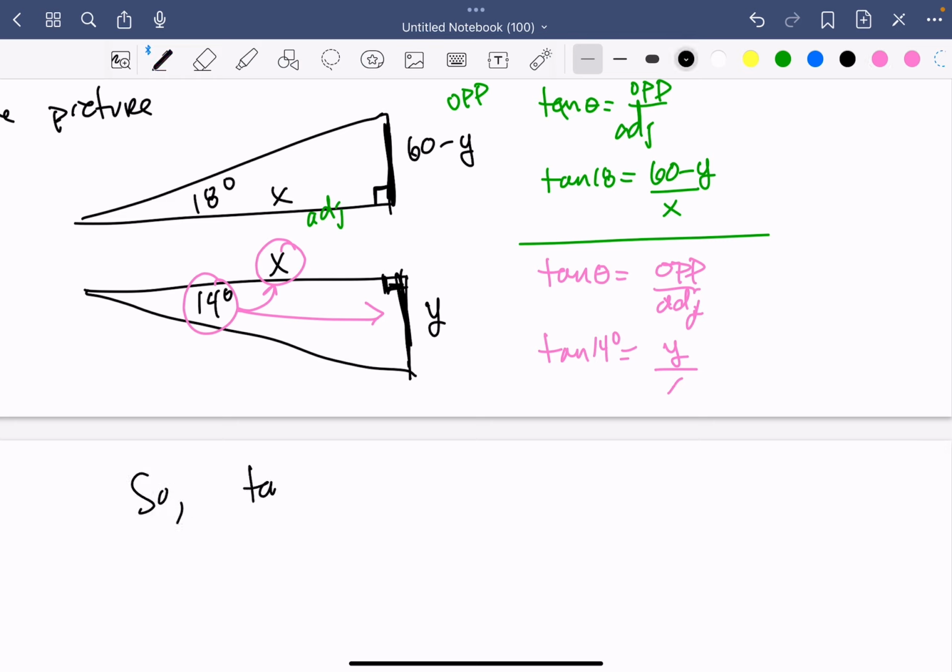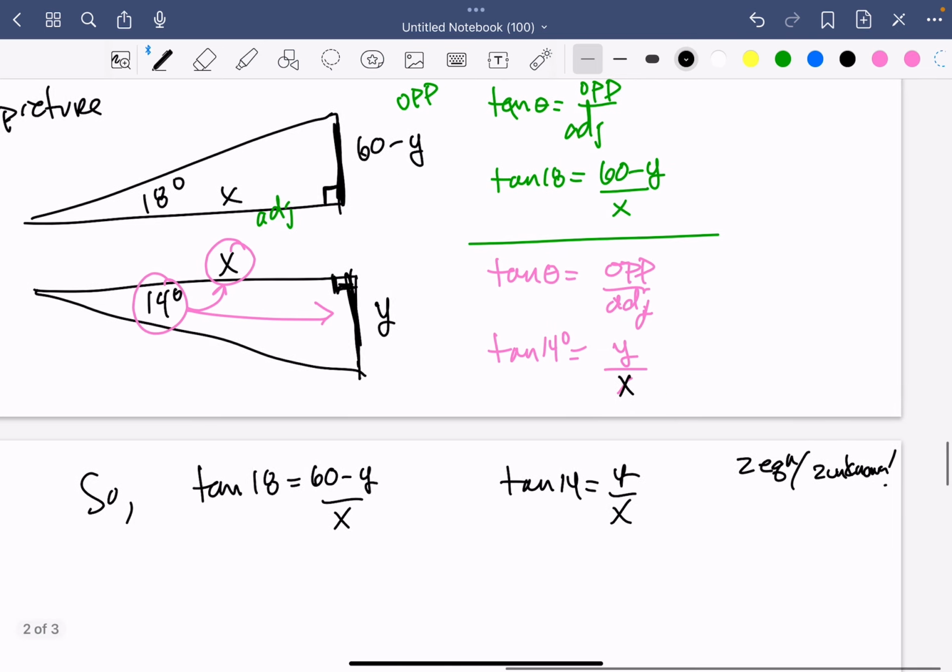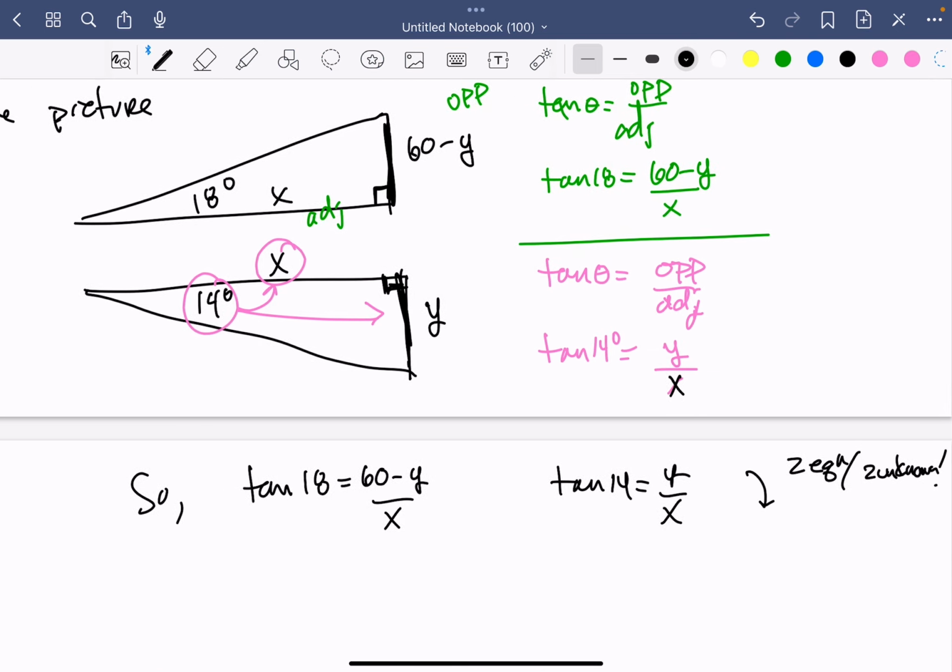So I've got that the tangent of 18 degrees is equal to (60 minus y) over x. And I've got that the tangent of 14 is equal to y over x. So if I have two equations and two unknowns, you know from a long time ago in Algebra 1 that I can either solve via substitution or elimination. I think in this case I'm going to do substitution. So watch what happens.